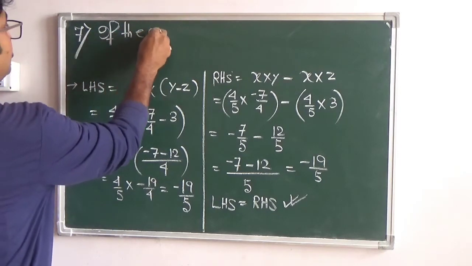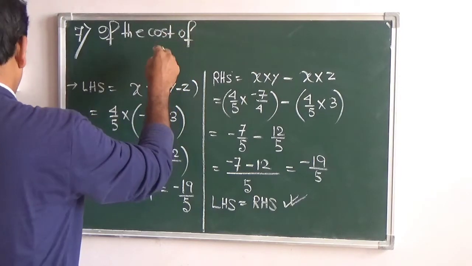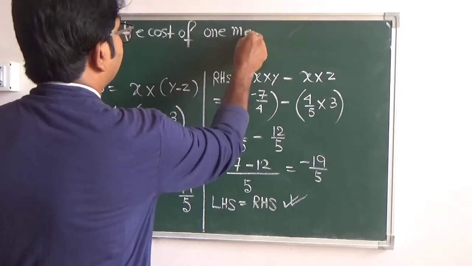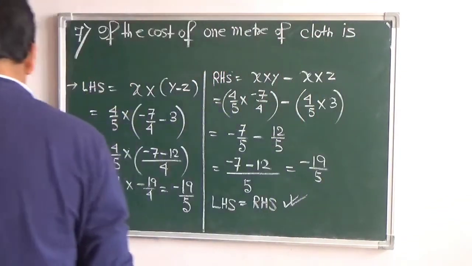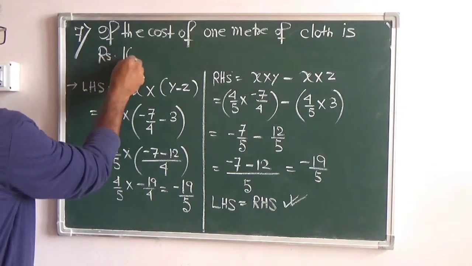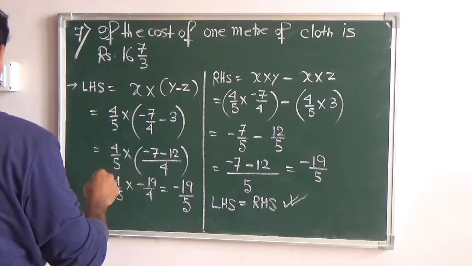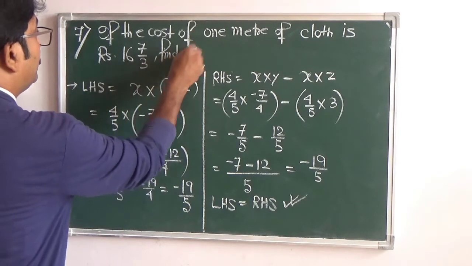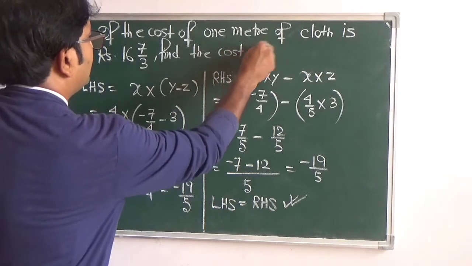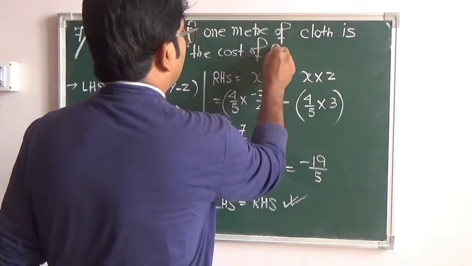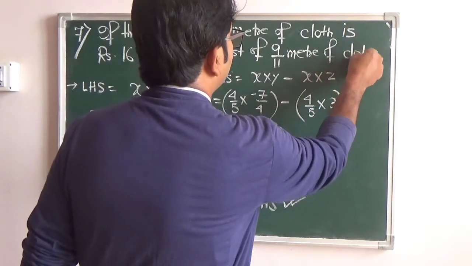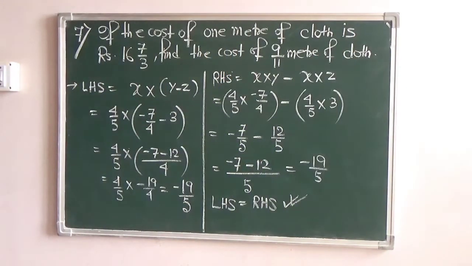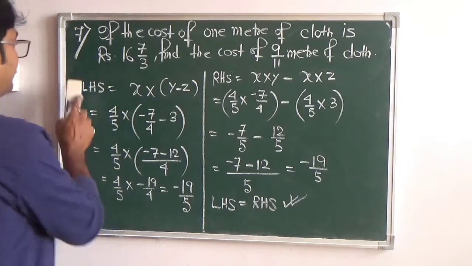If the cost of 1 meter cloth is rupees 16 whole 7/3, find the cost of 9/11 meter of cloth. Cost of 1 meter of cloth is rupees 16 whole 7/3. Then we need to find the cost of 9/11 meter of the cloth.